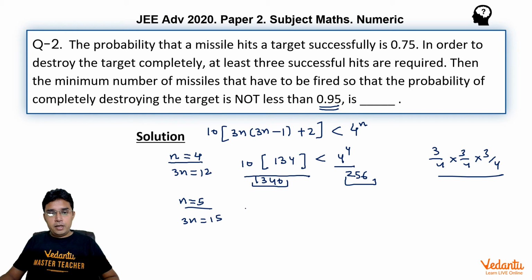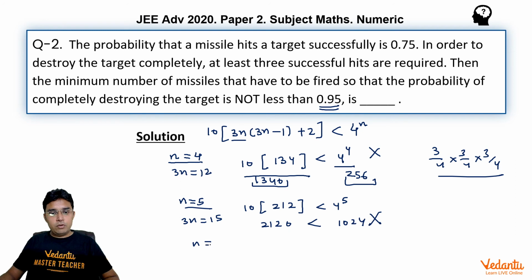Okay, now if I put n is equal to 5, your 3n will be equal to 15. So if you put it, we get 10 into 15 into 14, that is 210, plus 2, that is 212, and less than 4 power 5. So your left hand side is 2120, and on the right hand side you will have 1024. I think this is also not correct.